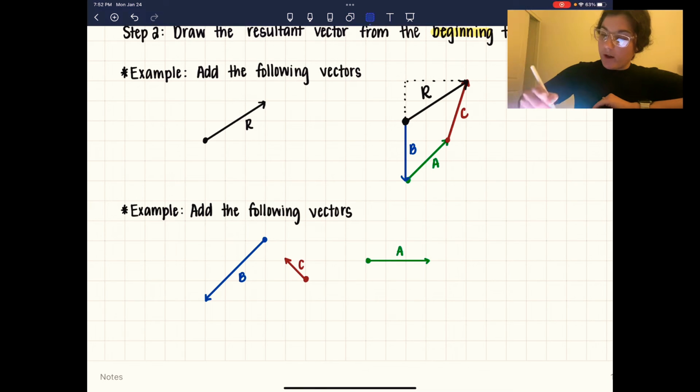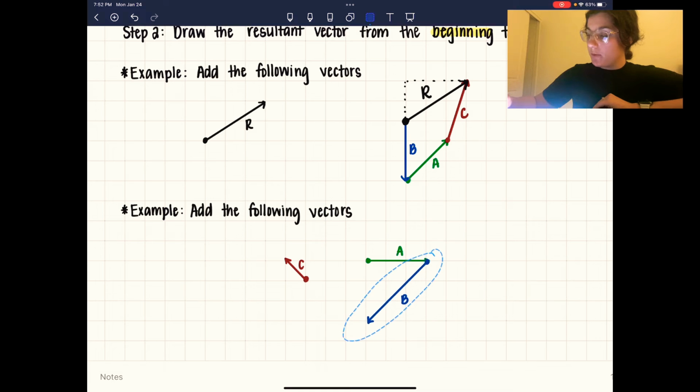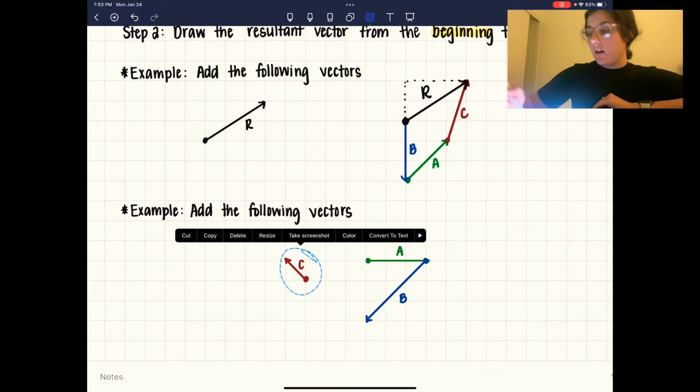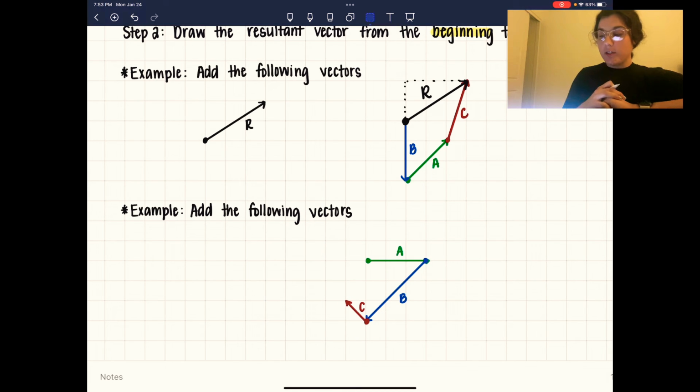Now you might be wondering, how am I picking the order in which I'm adding these vectors? I'm really just trying to add the vectors in such a way that they don't overlap too much. Sometimes it can get kind of messy if they overlap too much, so I just try to avoid that. So vector B is connected. Now I'm just going to connect vector C, tail to head, and now I've got a complete train of vectors.